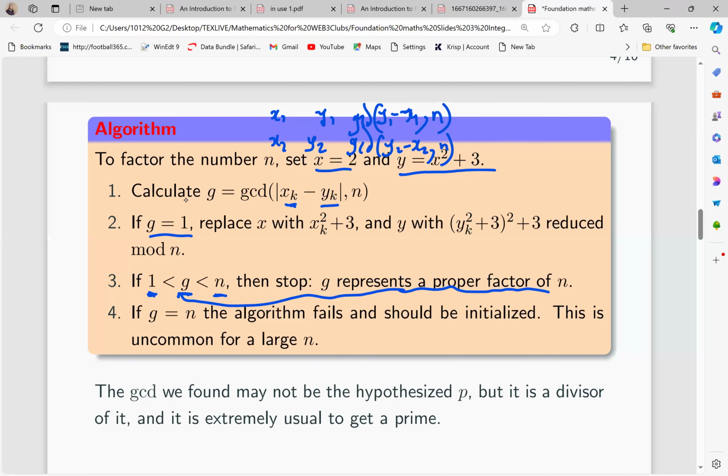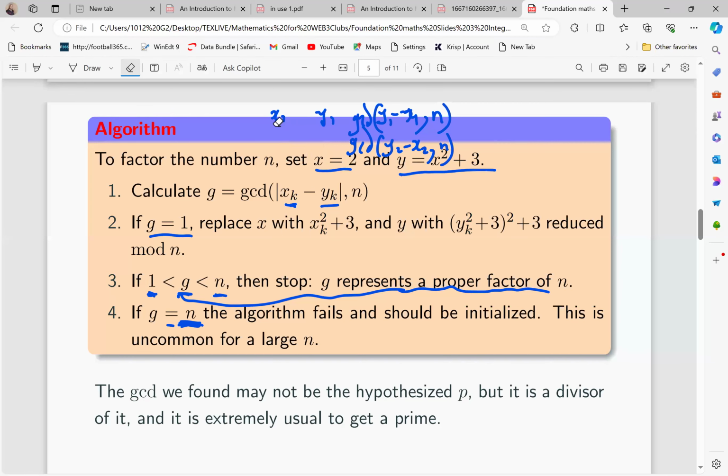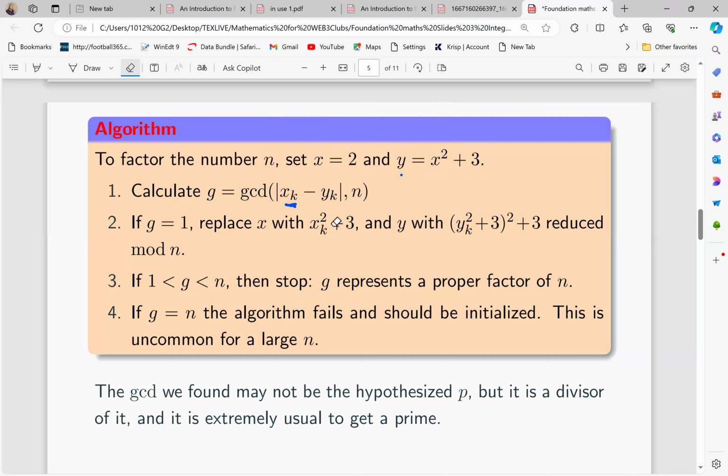In some cases, you'll find that the GCD is n. These cases are rare, but if that happens, it means the algorithm has failed, and you begin afresh. But those cases are rare, where the GCD will be n, because n is the number we want to factor. Let me go straight to the examples.